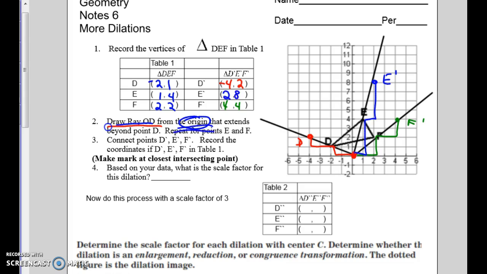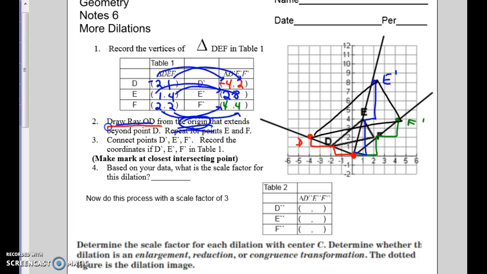Remember, if it goes to the origin, all we have to do is multiply. So right here, what's -2 times 2? -4. What's 1 times 2? 2. What's 1 times 2? 2. What's 4 times 2? 8. 2 times 2? 4. 2 times 2, 4. This shape right here that we just graphed is twice as big as the little one.